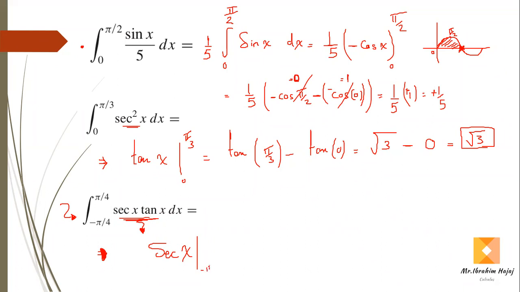Okay, Omar. From negative pi over 4 to pi over 4. Continue, please. So sec pi over 4 minus sec negative pi over 4.